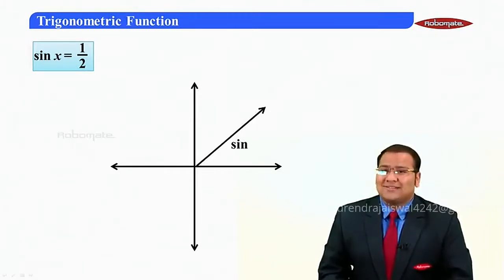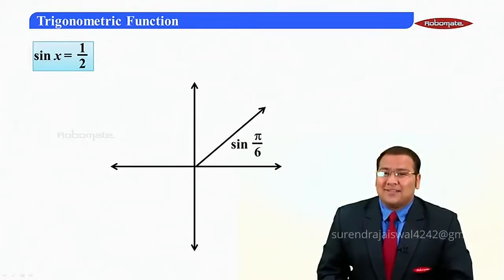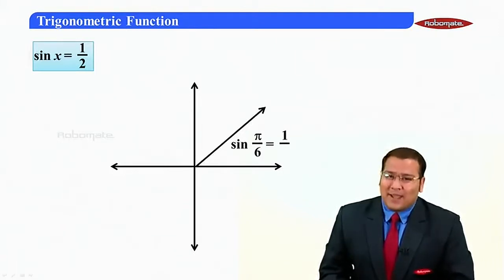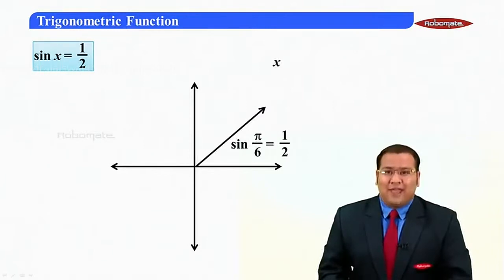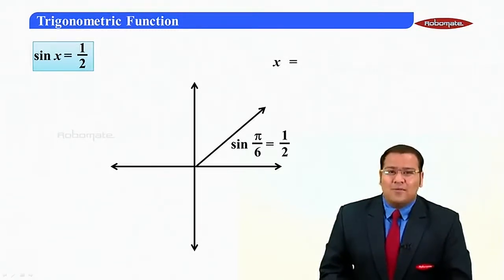we know that sine of pi by 6 is nothing but 1 by 2. So if I keep on writing all the values of x such that it is positive and it satisfies the sin x equal to half equation, the first value is when x is equal to pi by 6.